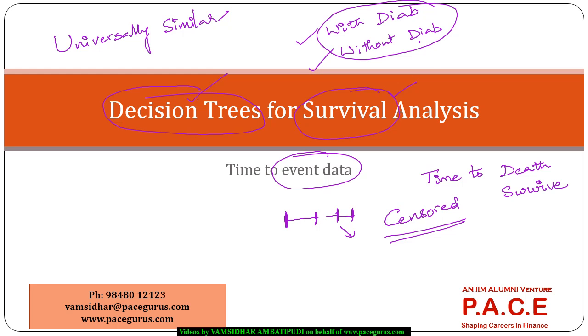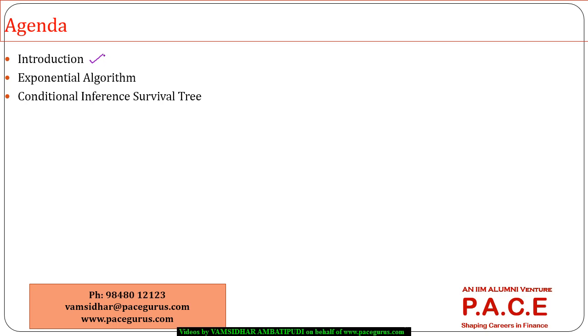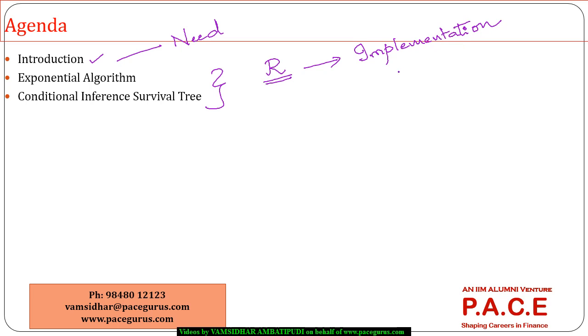How can decision trees help us in performing survival analysis? Initially, we will try to understand the basic introductory aspects of survival analysis and decision trees, and the need for using decision trees in survival analysis. Then we will talk about two important algorithms in this context, which can be implemented quite comfortably in R. Our focus here is more on implementation in R. Once we have understood the basic concept, we will not get into the mathematical part of it. We will look at the implementation in R, and whatever response we get, how do we interpret it for making a decision?